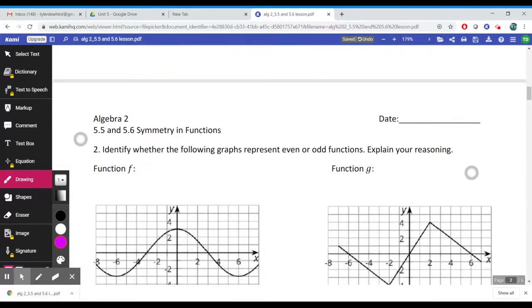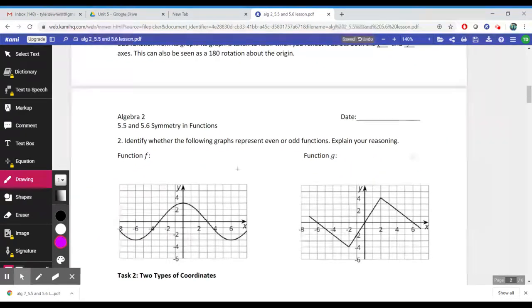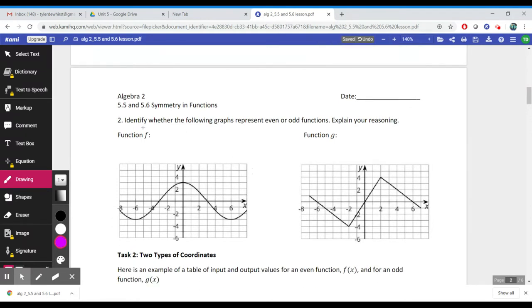So let's go ahead and look at the next question for us. Now it wants us to identify whether the following graphs represent even or odd functions. Explain your reasoning. So pause the video here, take a guess as to whether function f and function g are going to be even or odd, and give a brief description of why you believe that.